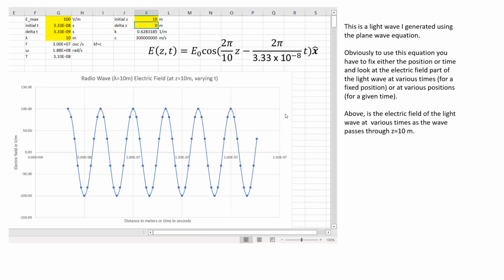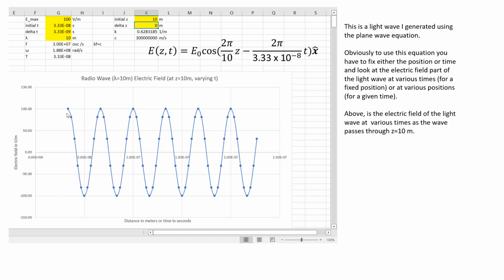The next scenario I ran was, okay, now we're going to fix position at 10 meters. So we're going to sit at 10 meters and watch this thing oscillate through time. Start the clock at 3.33 seconds. It leaves the origin at time 0. So 1 period later, 3.33 times 10 to the minus 8 seconds later, what is going on at Z equal to 10?